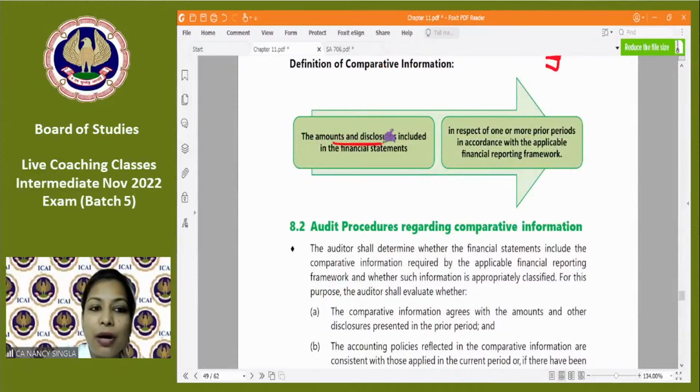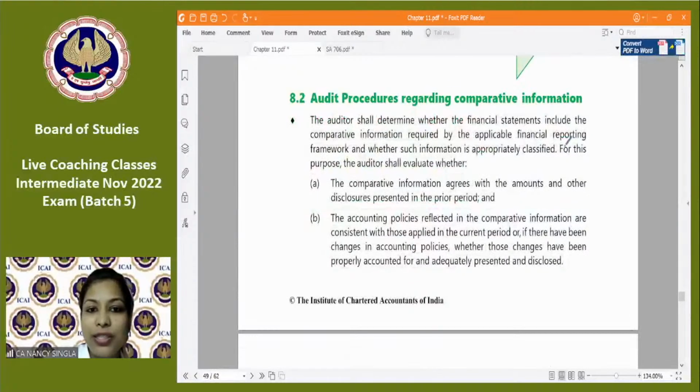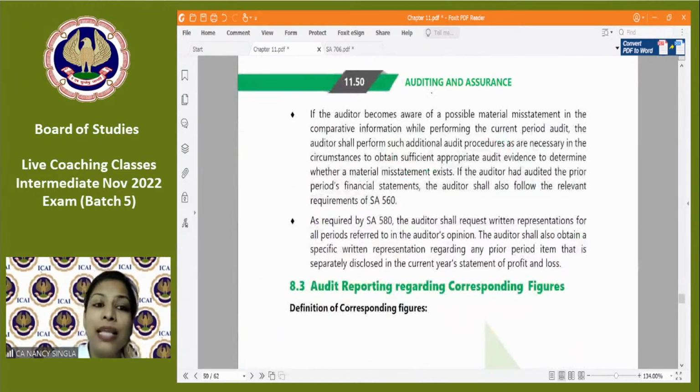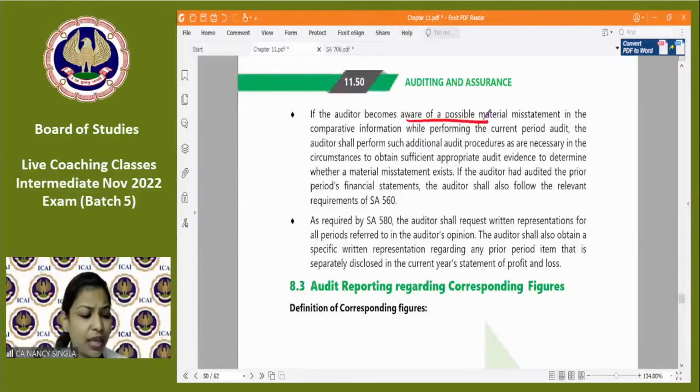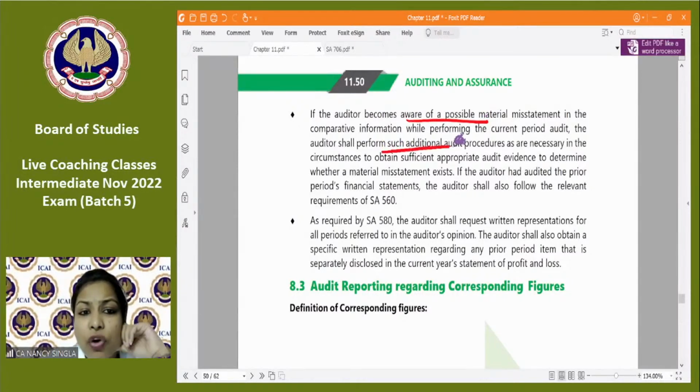Comparative information क्या होता है? Amounts and disclosures in financial statements in respect of one or more prior periods. Now what are the audit procedures? पहले तो you will see whether this is as per applicable FRF, and if yes, then whether appropriately classified or not. You will see properly brought forward है नहीं, accounting policies consistent है नहीं, changes हैं तो disclose किया है नहीं. Then if the auditor becomes aware of any possible material misstatement, he will perform additional audit procedures and obtain sufficient appropriate audit evidence.